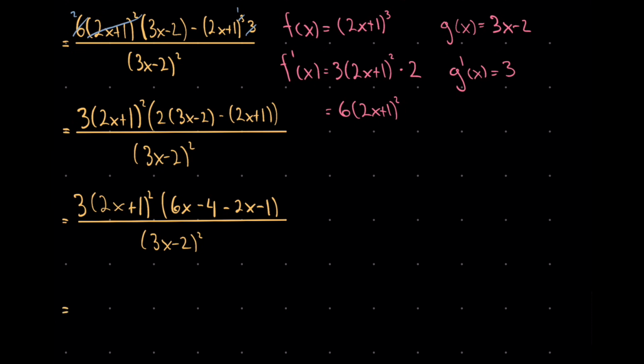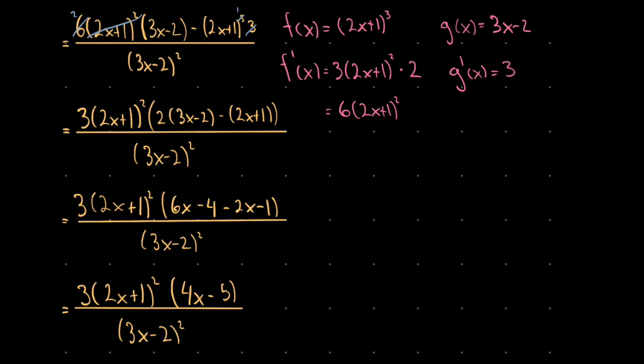And we move to our last step, which is finishing it up. We have 3 times (2x plus 1) squared times, and we group like terms, we get (4x minus 5), all over (3x minus 2) squared, our final answer.